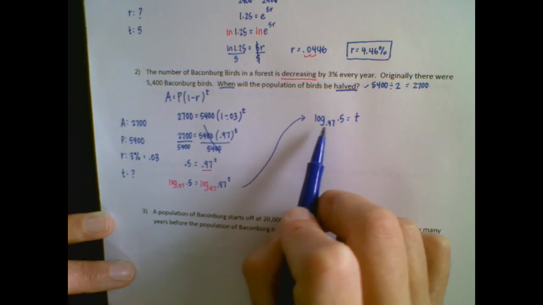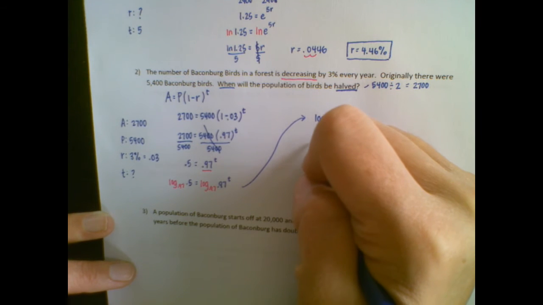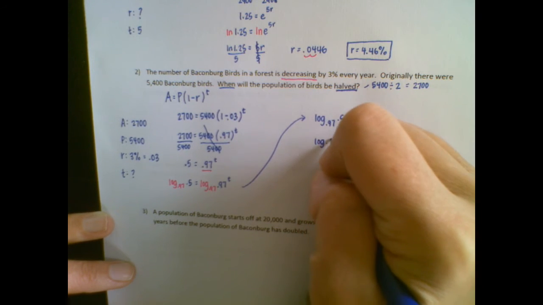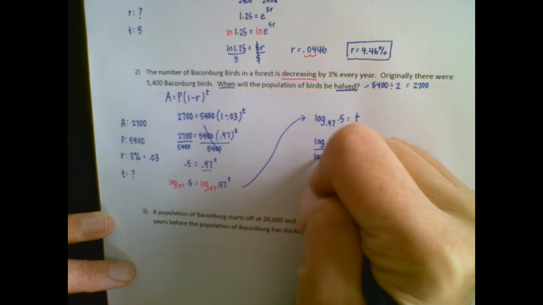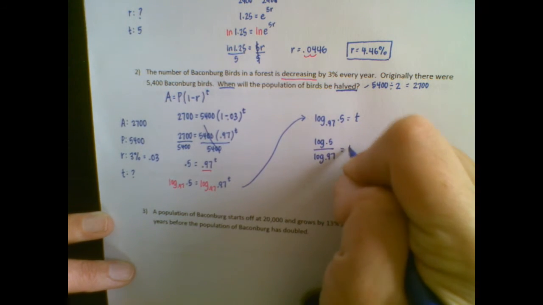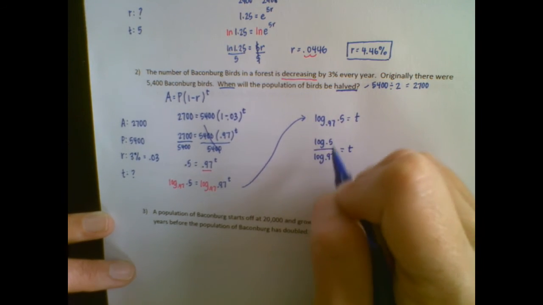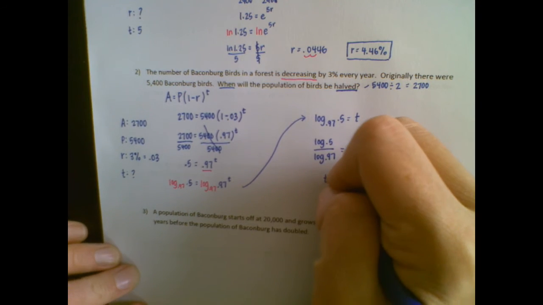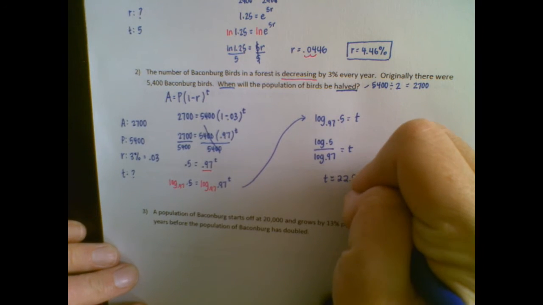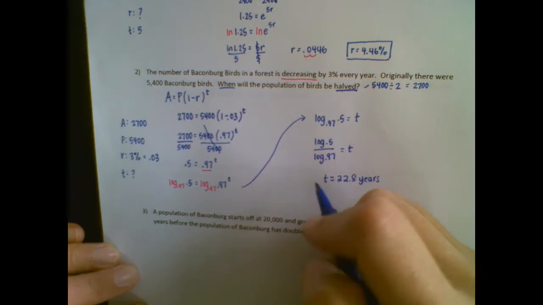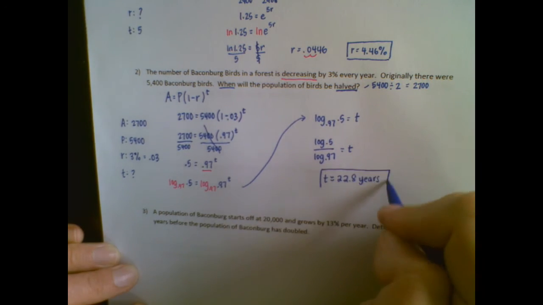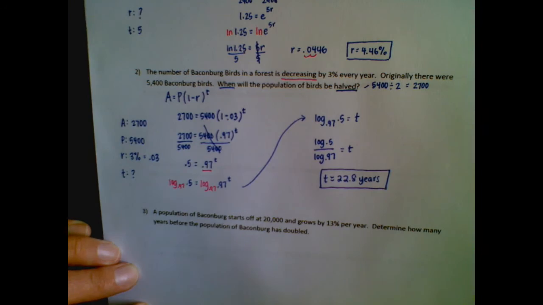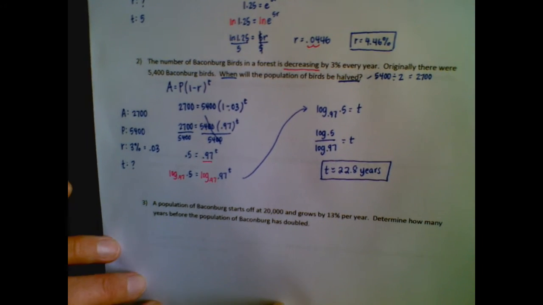And this is where I need to use the change of base formula. So that's going to tell me that this is log of 0.5 divided by log of 0.97, and that's equal to t. And when I go ahead and do this division in my calculator, I get a t value of approximately 22.8. And this is going to be in years. So it's going to take me about 22.8 years to halve the population of the birds that we started with.